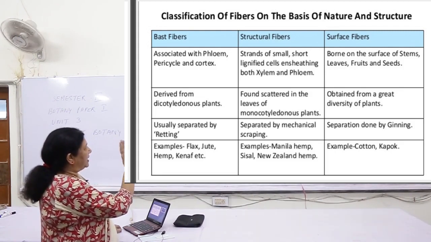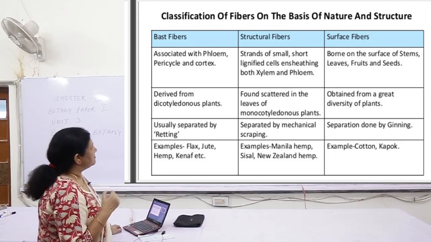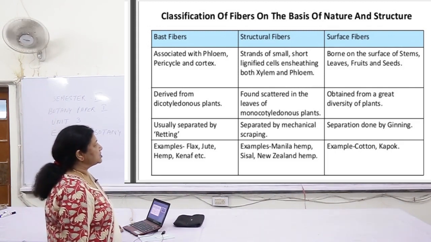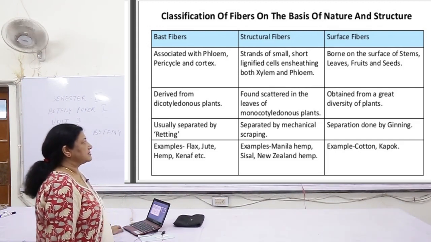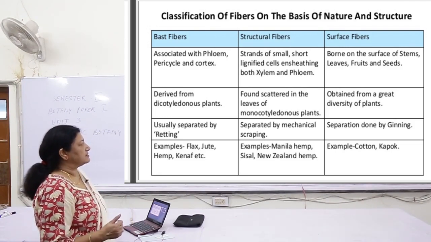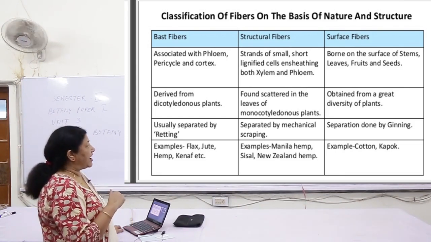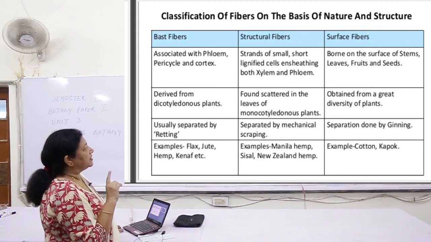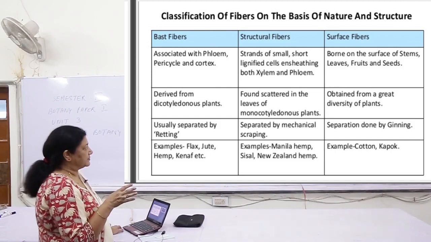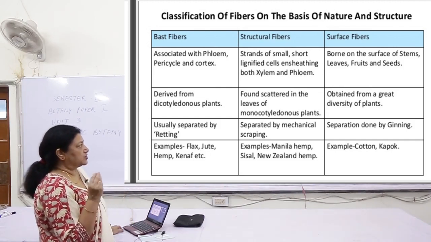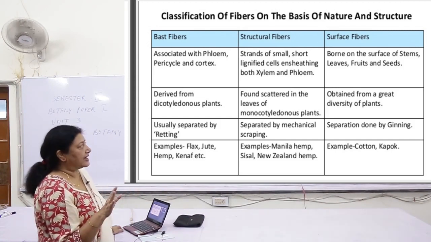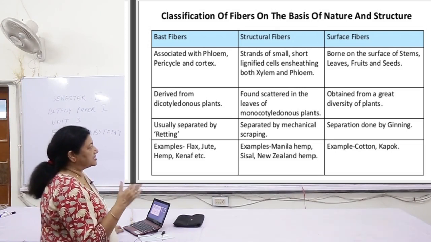Now when we are comparing, first there is bast fiber associated with phloem, pericycle and cortex. Shifting to the next column, structural fibers. These are strands of small, short lignified cells ensheathing both xylem and phloem. That means these fibers are short lignified cells found around both xylem and phloem. In case of surface fibers, that is the third category, they are borne on the surface of stems. That is, these fibers can be on the surface of stem, leaves, fruits as well as seeds, almost the entire plant covering.